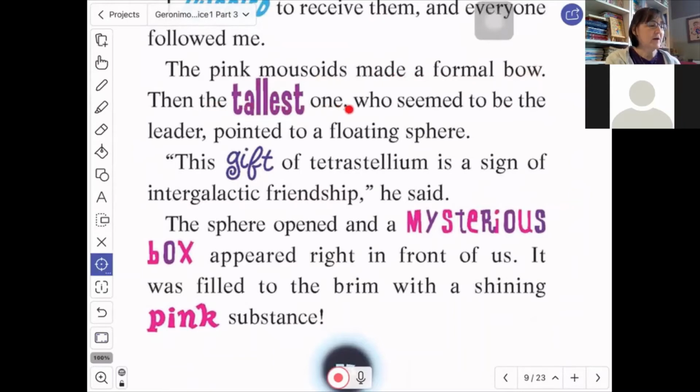Then the tallest one, who seemed to be the leader, pointed to a floating sphere. A sphere is like a ball. This gift of tetrastellium is a sign of intergalactic friendship, he said. Okay, so we're friends from different planets. The sphere opened and a mysterious box appeared right in front of us. It was filled to the brim with a shining pink substance.